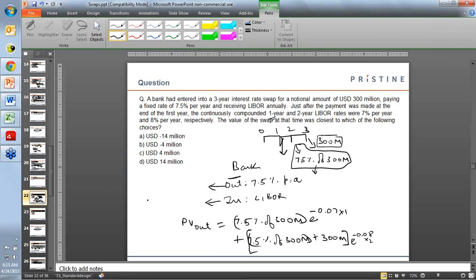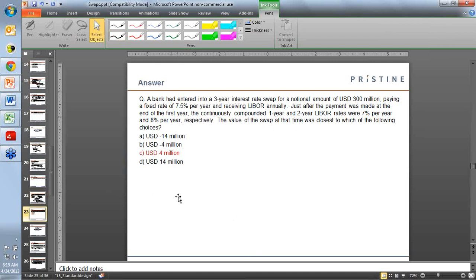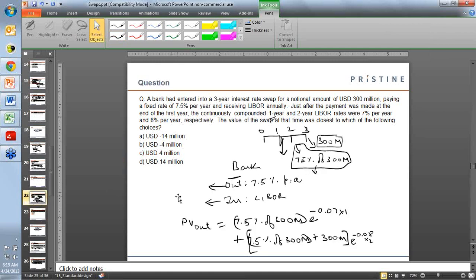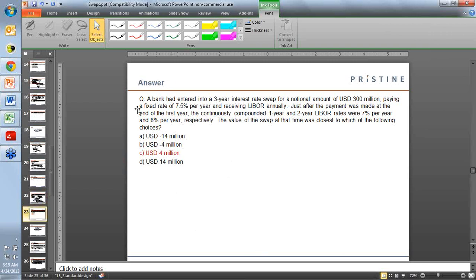Now, for the present value of the inflow, the answer is actually US $4 million. So to calculate the present value of inflow, we can use a very useful tool.